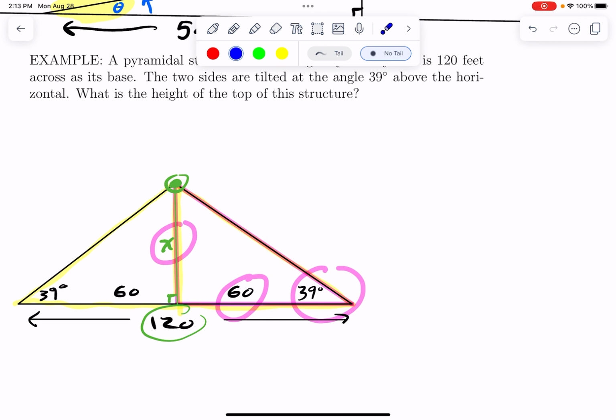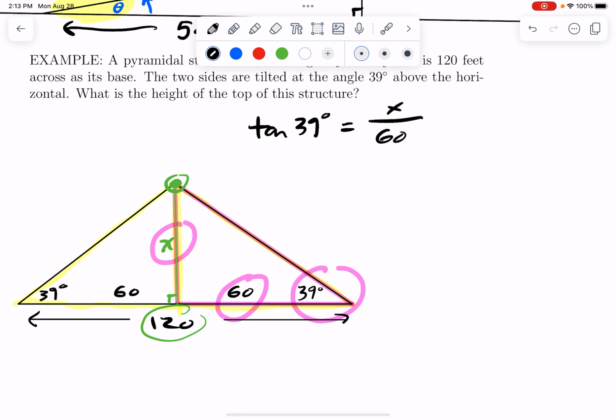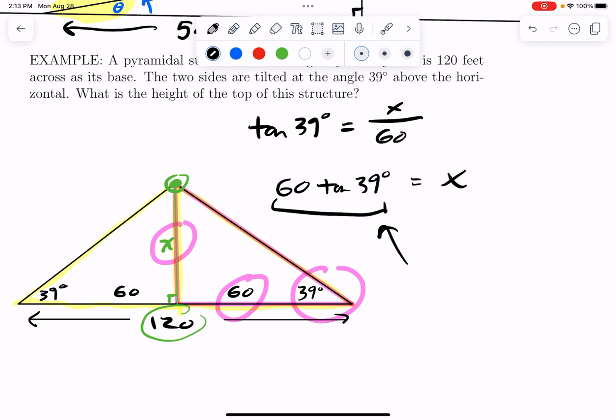So we can say tangent of 39 degrees, right? We know specifically what that angle is, opposite over adjacent, x over 60. I could multiply each side by 60, and I would have 60 times tangent of 39 equals x. And this can just go straight in my calculator. I need to make sure I am in degree mode. So double check your mode, change it if you need to. But I can just type this all in.